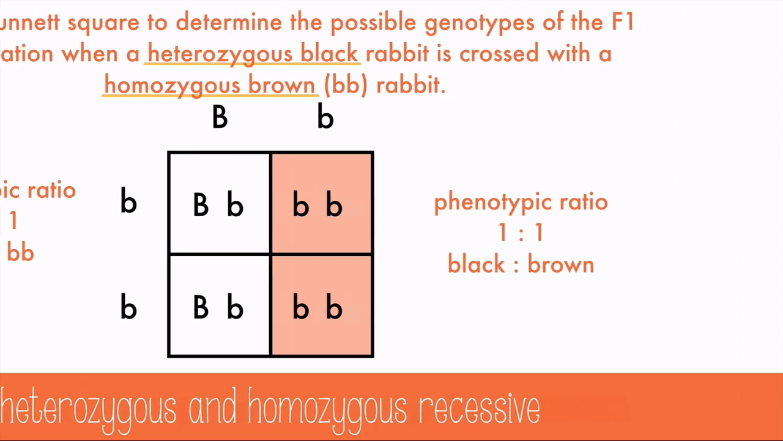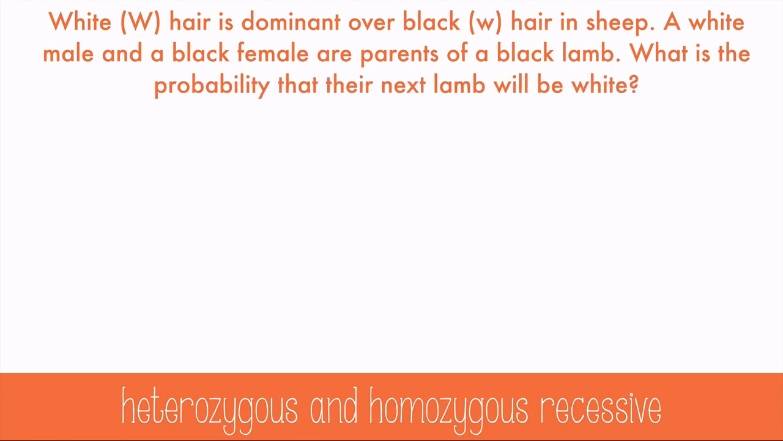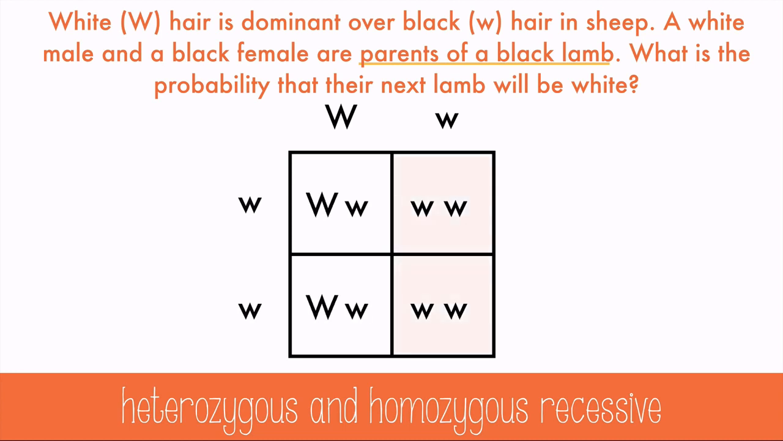Let's try another problem. White hair is dominant over black hair in sheep. A white male and a black female are parents of a black lamb. What is the probability that their next lamb will be white? The only way that the parents could even have a black lamb is if the white-haired sheep is heterozygous, like this. That means that there would be a 50-50 chance that the next lamb would be white.